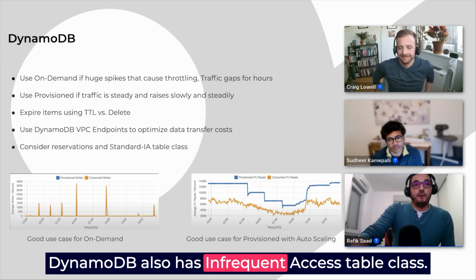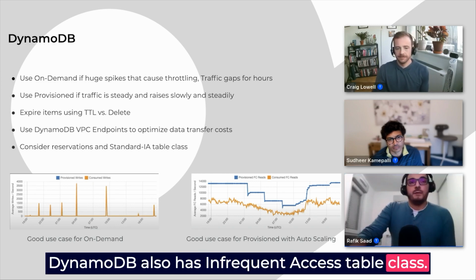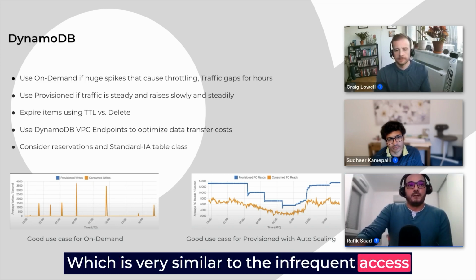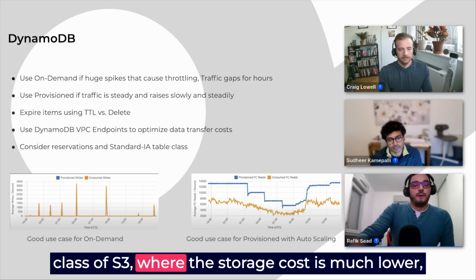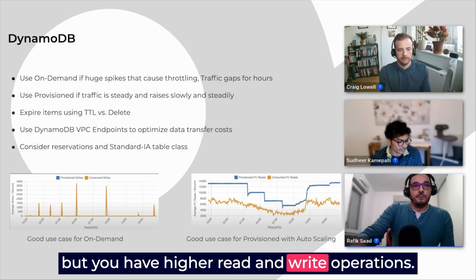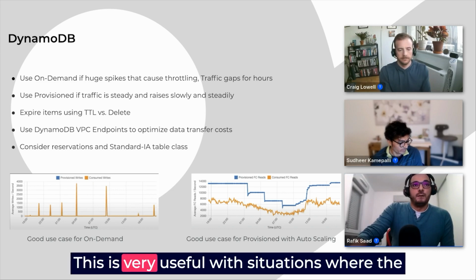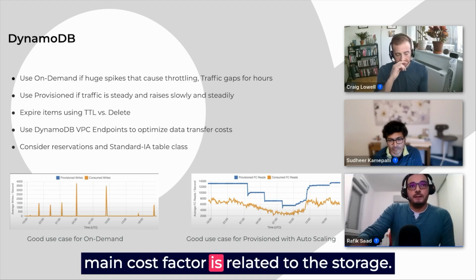DynamoDB also has the Infrequent Access table class, which is very similar to the Infrequent Access class of S3, where the storage cost is much lower, but you have higher read and write costs. So this is very useful in situations where the main cost factor is related to storage.